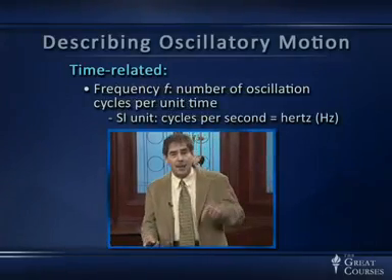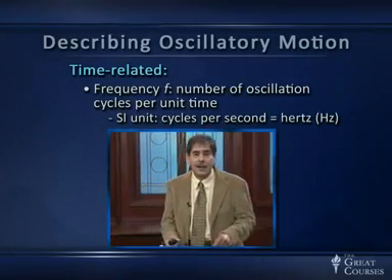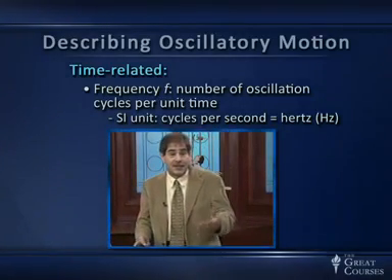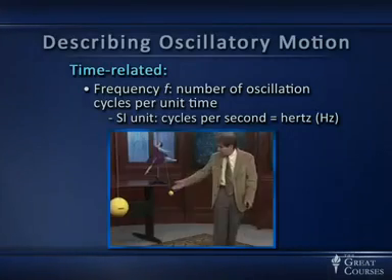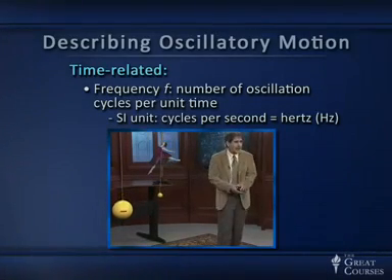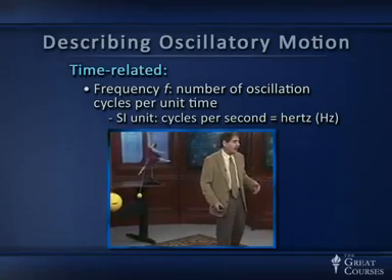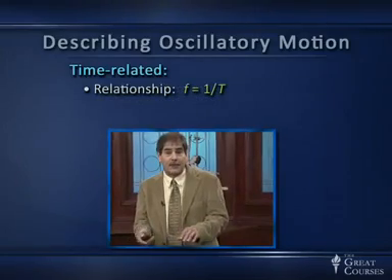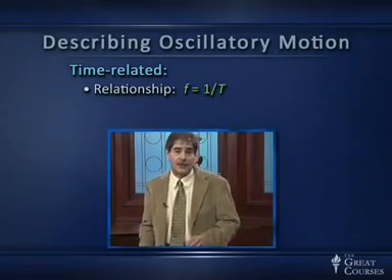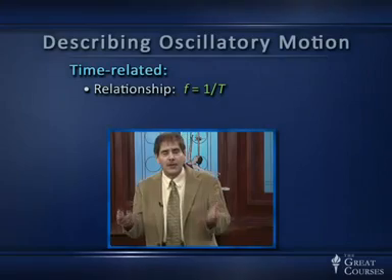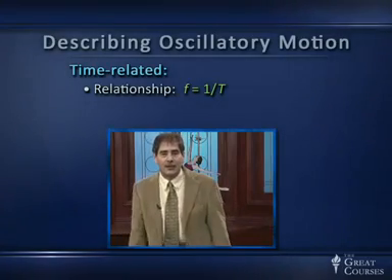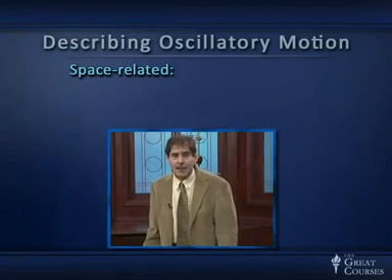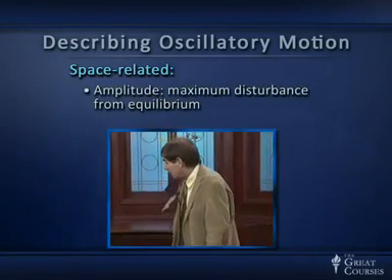The frequency is the number of oscillation cycles that occur per second. Its SI unit is cycles per second, which is given the name Hertz, Hz, but that means the same thing as a cycle per second. And since the period of that oscillation is about 2 seconds, it's going at about half a cycle per second, about half a Hertz. In fact, the relationship between frequency and period is straightforward. The frequency is the inverse of the period and vice versa. So you can specify either one, and you've said what there is to say about the time behavior of that oscillatory motion. There's also space-related behavior, and the important space-related behavior is the amplitude, the maximum disturbance from equilibrium.